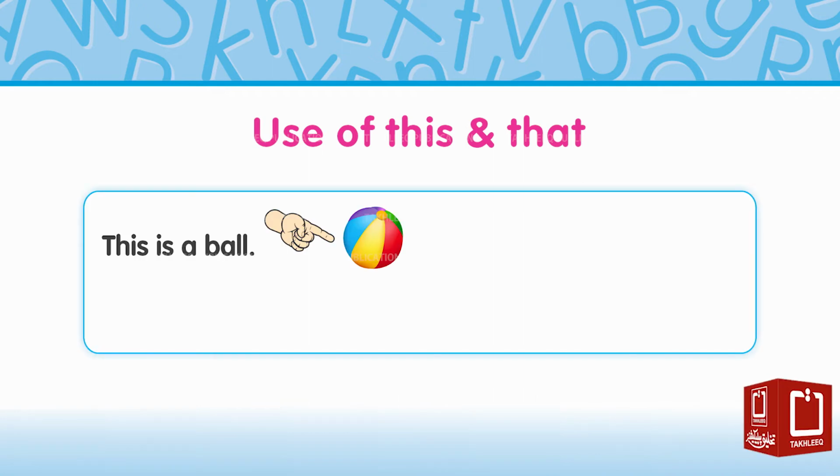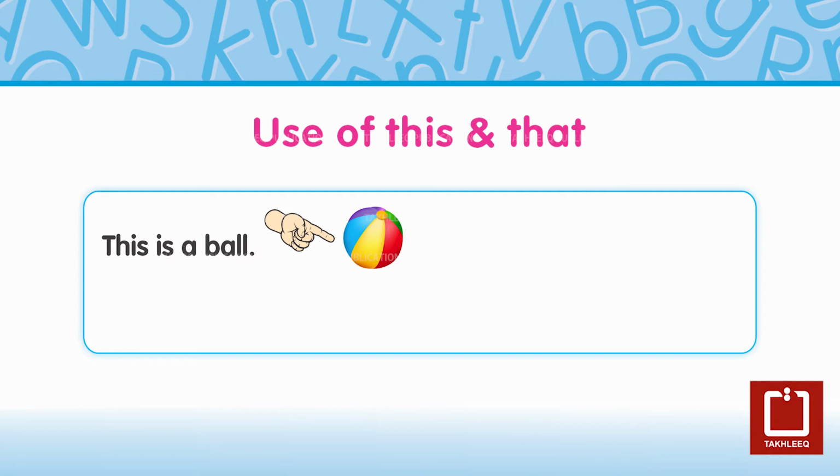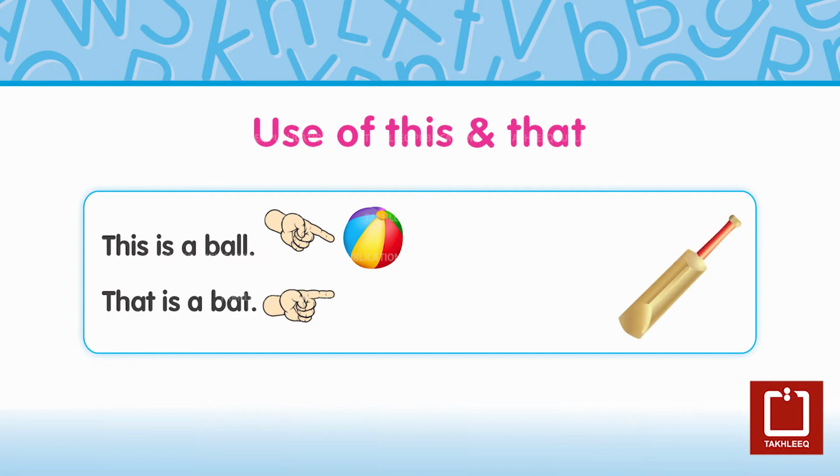This is a ball. ये एक गेंद है. This is a ball. That is a bat. वो एक बल्ला है. That is a bat.